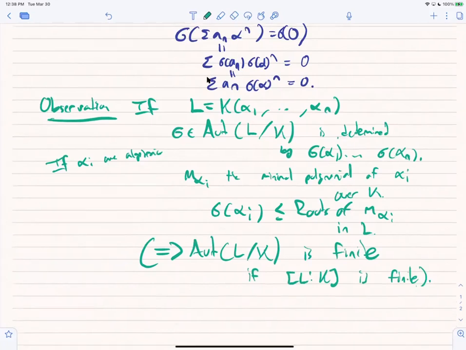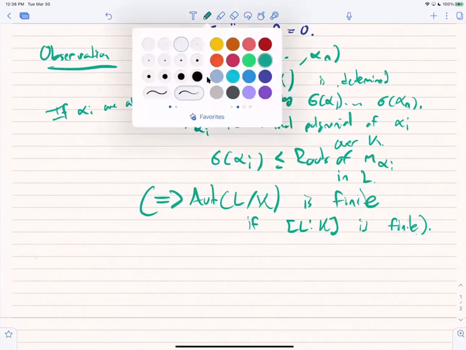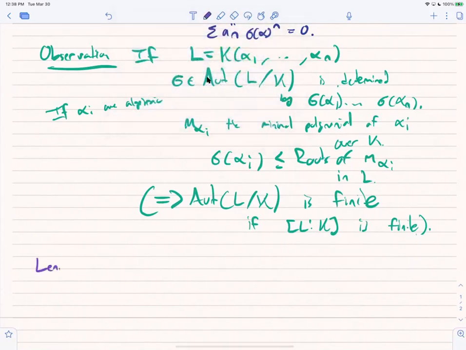There turns out to be a link between these two finiteness conditions. Oh, sorry, in case it wasn't clear where the degree of L over K being finite was coming in: remember, we proved the degree of L over K is finite if and only if L is finitely generated and algebraic. That means exactly that you're of the form K(alpha_1, ..., alpha_n) for some algebraic elements.